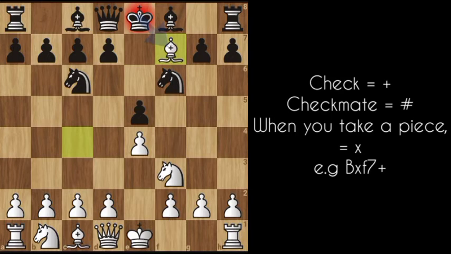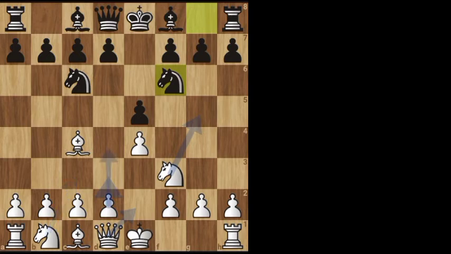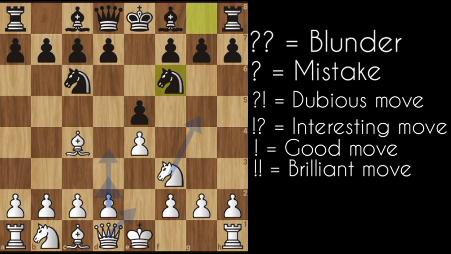And also when you give a check and it's mate, it's written as hash. If the king does not have any available square to move to and cannot capture the checking piece, it's going to be a checkmate, and it's going to be written as Bxf7#. That's checkmate. But this, however, is not a checkmate.